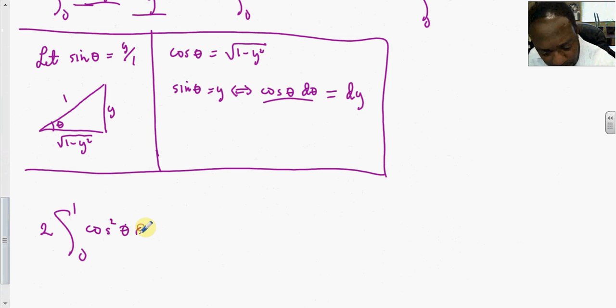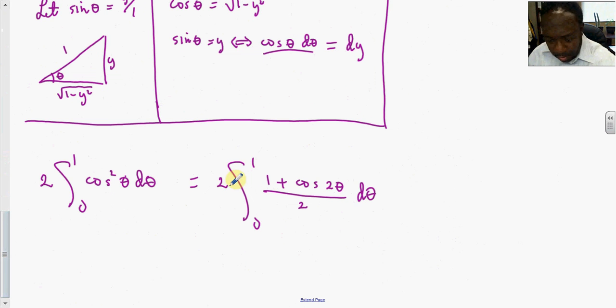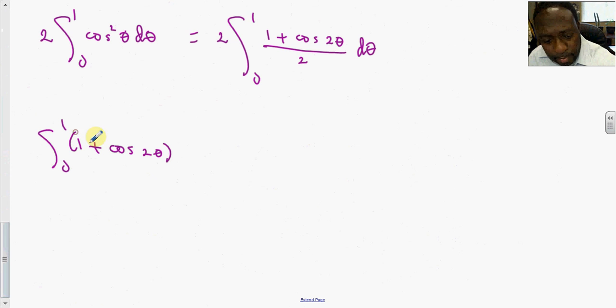Cosine squared theta d theta. We use a trig identity to help us, and this goes right back to a section in Chapter 8 of Calculus 2. So this is 2 times the integral, but the identity comes from trigonometry. So this is (1 plus cosine 2 theta) all over 2 d theta. Well, the 2 cancels out with that 2, so it's the integral from 0 to 1 of 1 plus cosine 2 theta d theta.